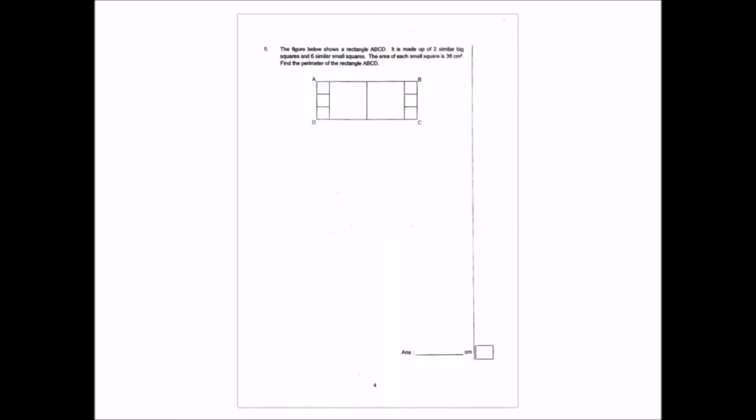Question 5. The figure below shows a rectangle ABCD. It is made of 2 similar big squares and 6 similar small squares. The area of each small square is 36 cm square. Find the perimeter of the rectangle ABCD.